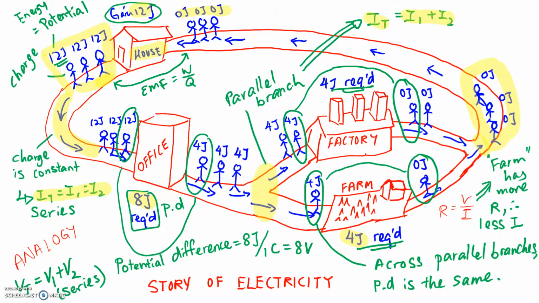For a parallel branch, your current is I1 plus I2 equals I total. And in a parallel branch, V total equals V1 equals V2. So this serves as an example, a story to help you remember why it works in a certain manner.